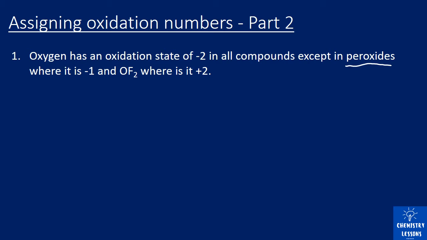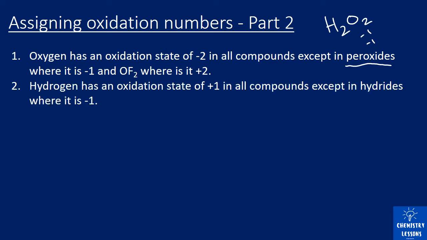The main one that you'll come across in your exams though is going to be peroxides, such as hydrogen peroxide. So in hydrogen peroxide, oxygen is in fact -1. There's 2 oxygens there. Both of them are -1, which means they both gained an electron.